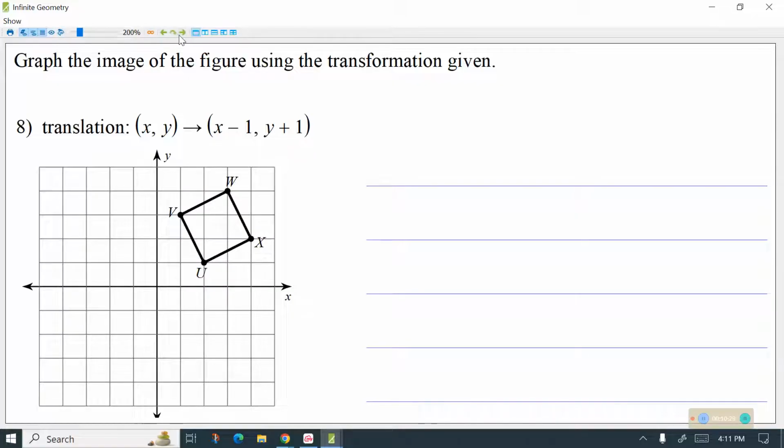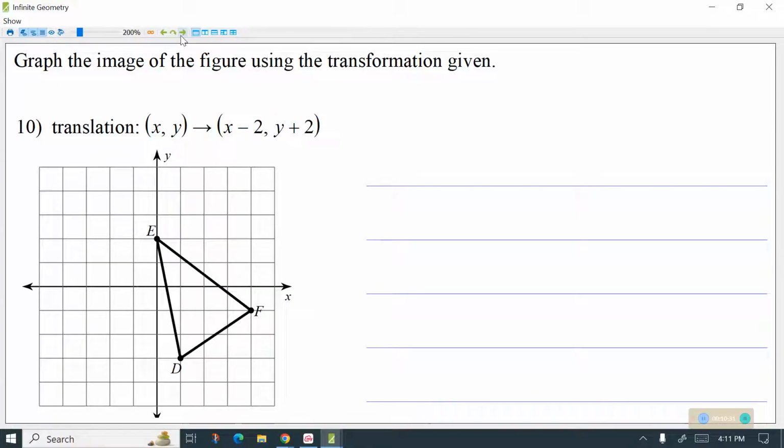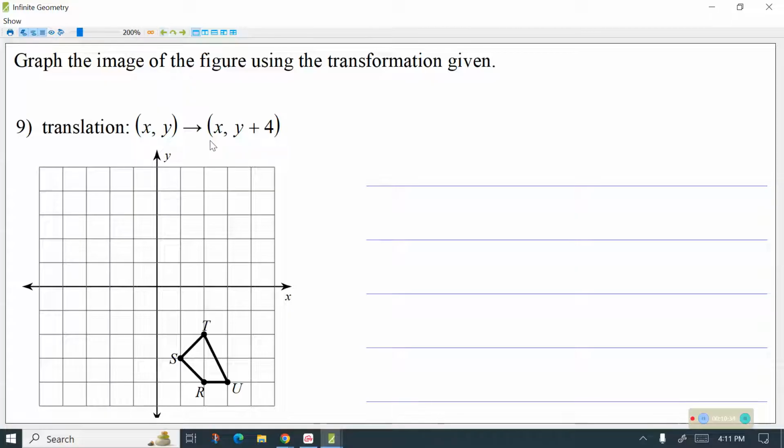All right, we'll go ahead and move on to number 9. And I believe we did that one in class too. You can see that there's nothing in the x column. So all this means is that I only have to push my thing 4 units up. So nothing goes left or right at all. All the points just move straight up.